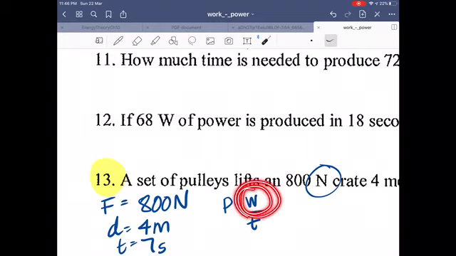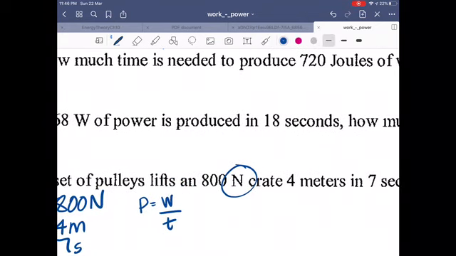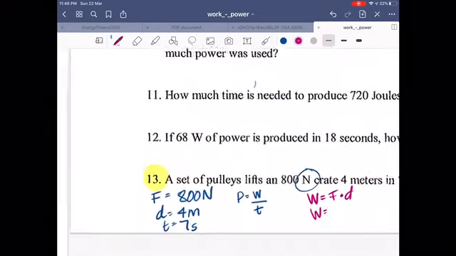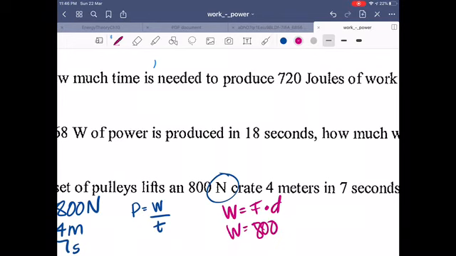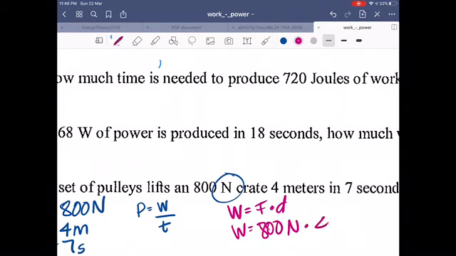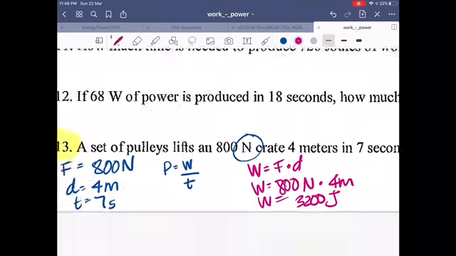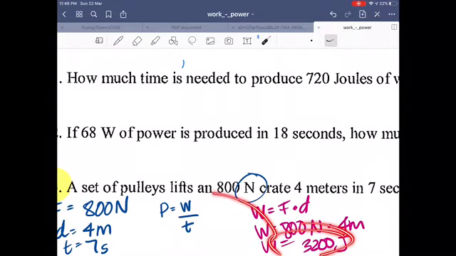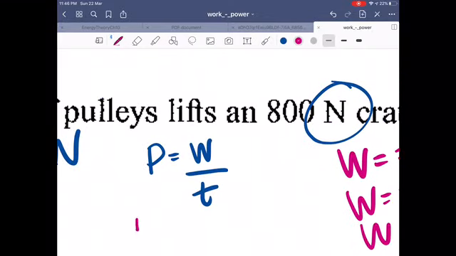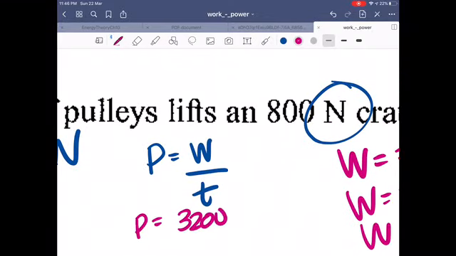So if you observe your data, and this is what I talked before when I was seeing the presentation, sometimes I don't give you work. But if I don't give you work, you have another formula to get it. And this other formula would be work equals force times distance. So work equals force times distance, which is 800 newtons times 4 meters. Yes? So your answer would be 3,200 joules. And now this answer, you'll put it into this work, and this is how you can get the power. So you have power equals 3,200 joules divided by the 7 seconds.